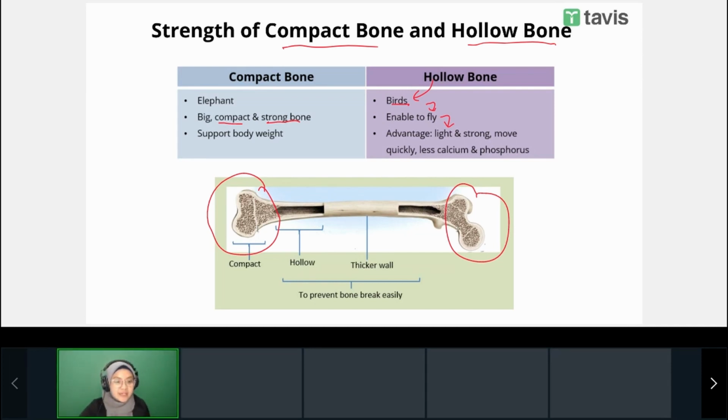But the middle structure is a hollow bone. We don't have a compact amount of calcium and phosphorus there. Why do we have a hollow bone in the middle? Because to prevent our bone from breaking easily. Apart from being hollow, it also has a thick wall.